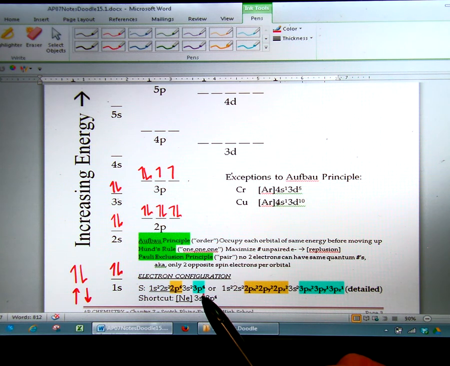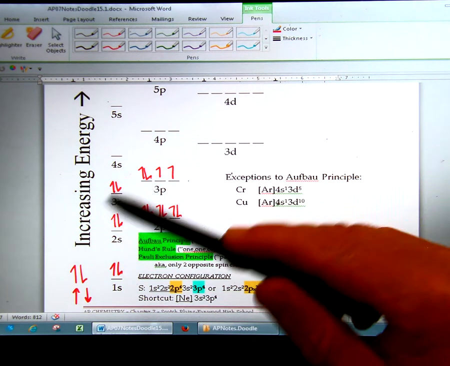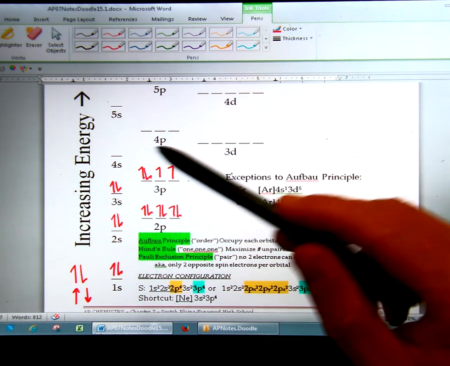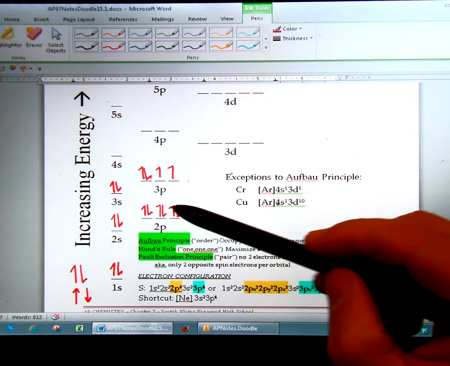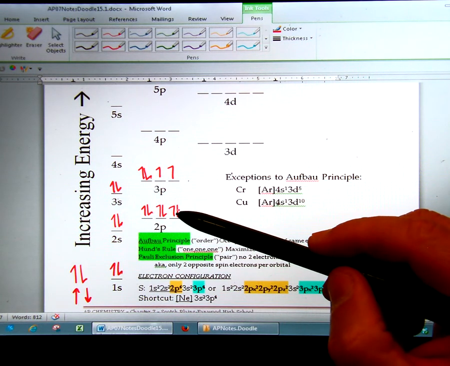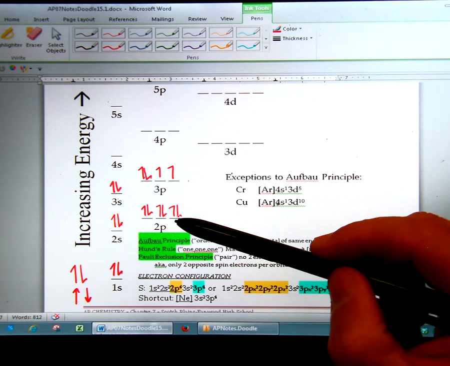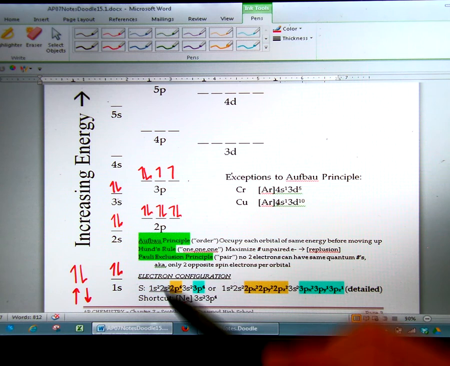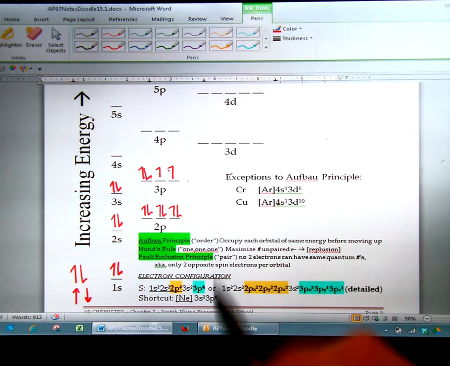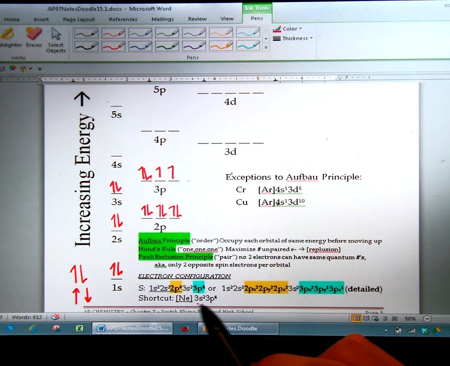Now you could do a shortcut by looking for the noble gas configuration up to that point. So the noble gas before sulfur is neon. If you look at neon, it has 10 electrons. So 2, 4, 6, 8, 10. And that's going to be up to 2p6. So if you put neon in a square bracket like this, that means neon's configuration, and then followed by what's after it would be 3s2, 3p4. So that's right over here.